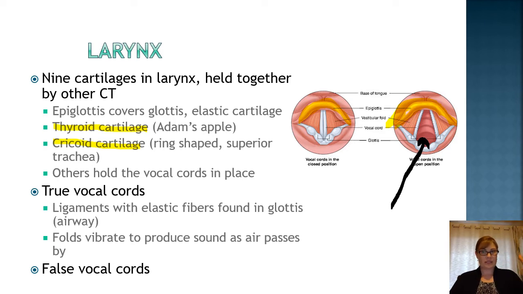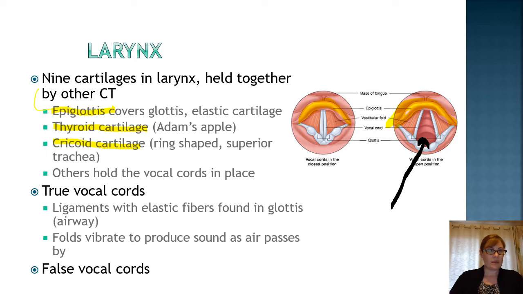Your thyroid is just below. That's a really large one, the biggest one. And then the cricoid cartilage is a ring shape, and it's sort of below all of that. So if you look back to that slide or to that picture, you'll see the cricoid cartilage. So all of these cartilages, the epiglottis is here.